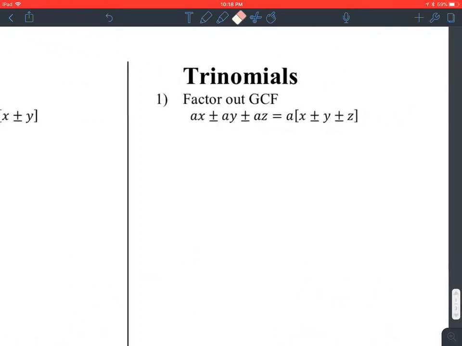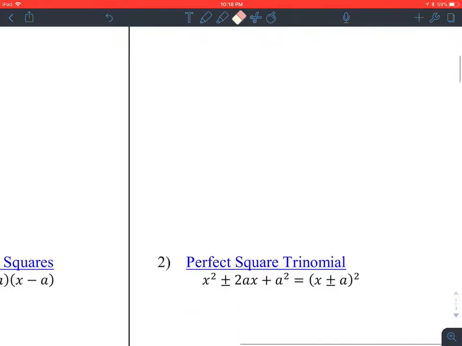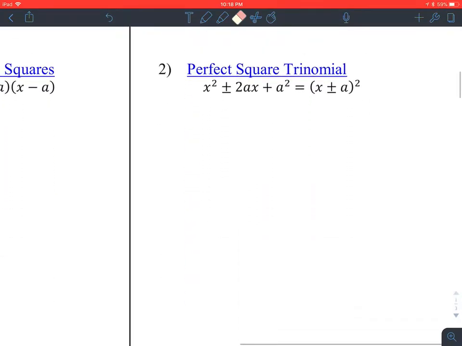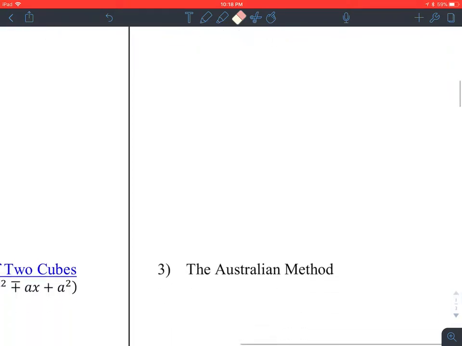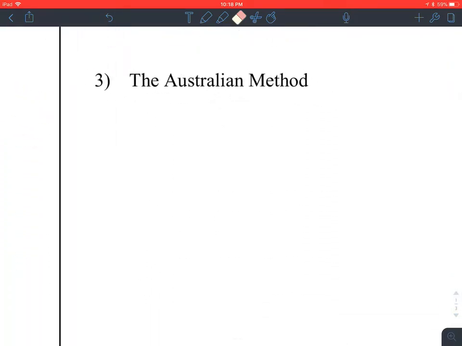We are going to focus on trinomials today. In the past, I have forced you, against your will, to split the middle term and factor by grouping. But boy, do I have something else for you today. You're just going to love it. It's called the Australian method. Let's just jump right into an example.